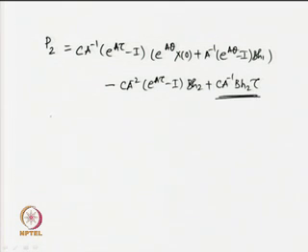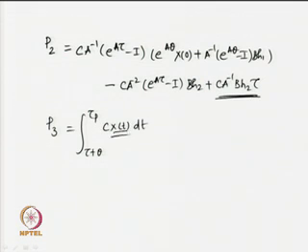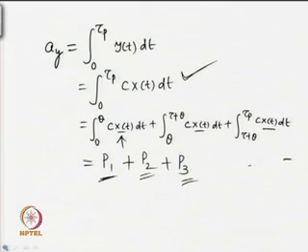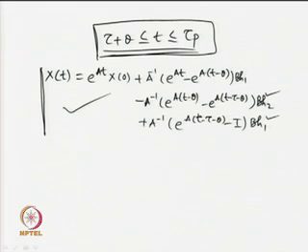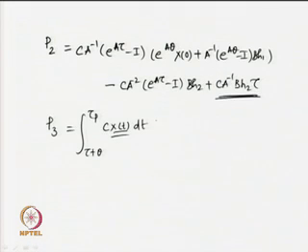Now, I will try to find the third part P3, for which we have the integral starting from time tau plus theta to tau p, C x(t) dt. So, when this x(t), for this one, will be which one? The x(t) for this one is this one. So, when this x(t) is substituted in P3, then we obtain that expression in the form of integral from tau plus theta to tau p.